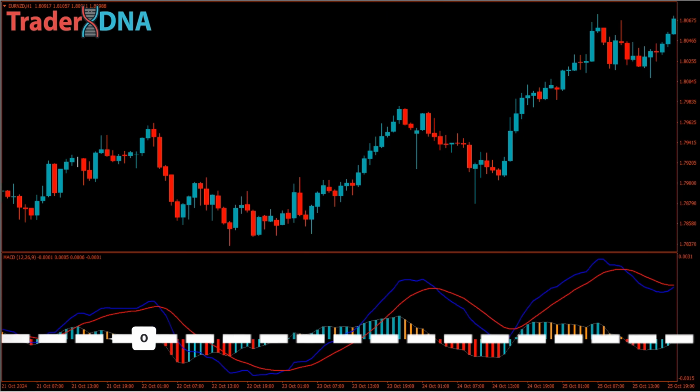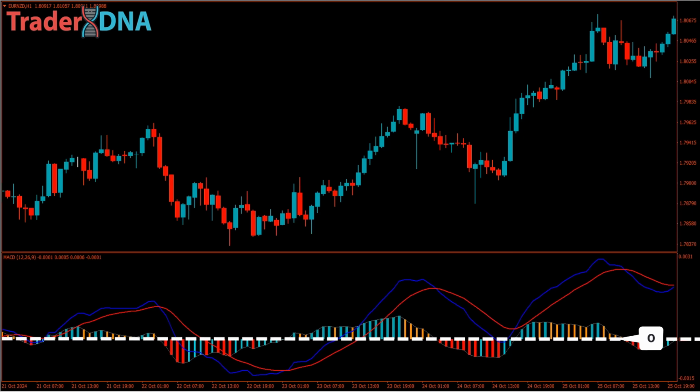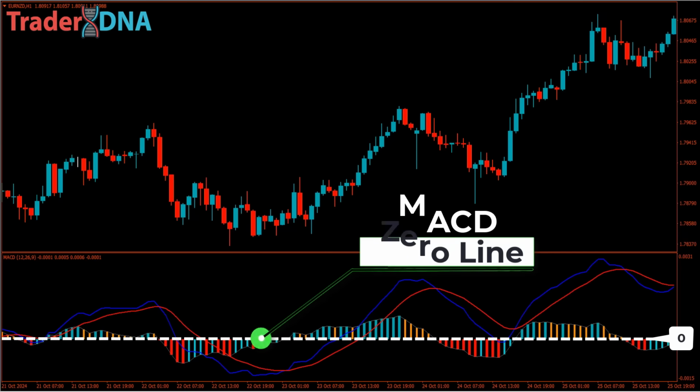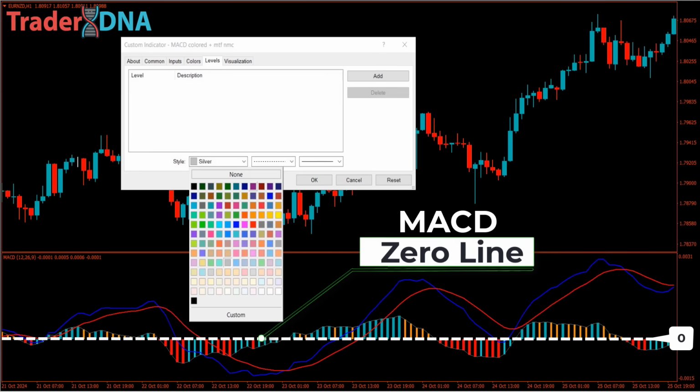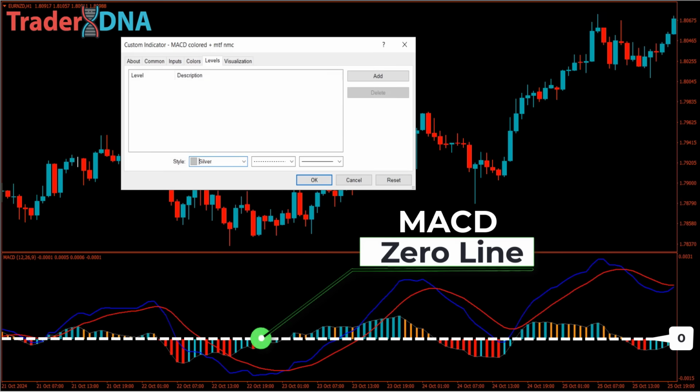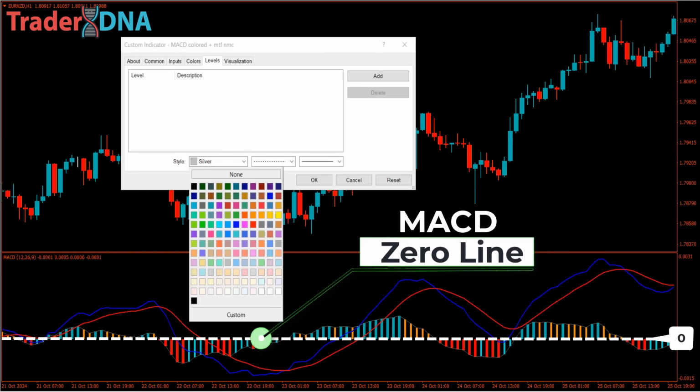Now let's focus on the zero line, a key element of the MACD that often goes overlooked but plays a vital role in generating clear trading signals. You'll find the zero line right at the midpoint of the MACD indicator, and if you want it to stand out more on your chart, you can easily adjust its appearance. By double-clicking on the indicator and opening the settings, you can modify the color, size, or other visual aspects of the zero line to ensure it's clearly visible and easy to interpret during your analysis.